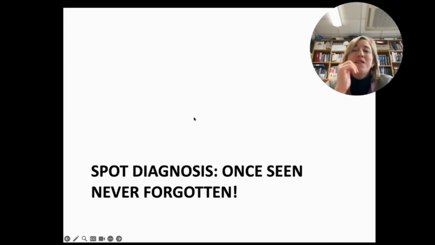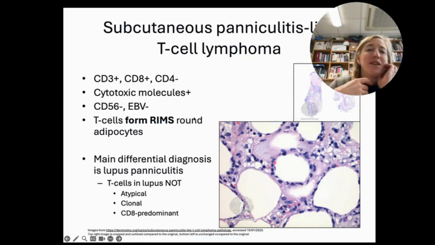So I'm just going to show you as a last thing for you all to remember the subcutaneous panniculitis-like T-cell lymphoma. It's very rare, but it has an awful prognosis, and it causes inflammation and necrosis in subcutaneous fat. The critical thing you see is rims of rather strange-looking small lymphocytes around fat cells, and that's a really good example here, here, and here. There are very few other things that do that.